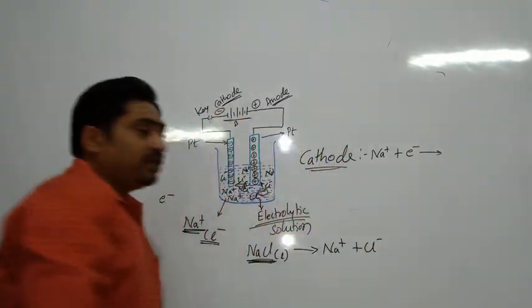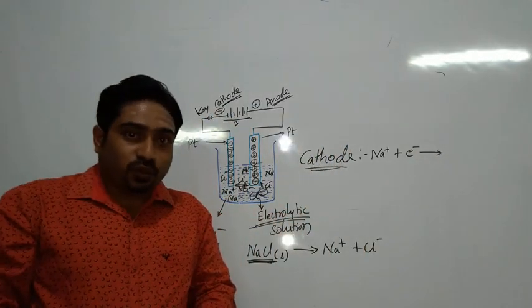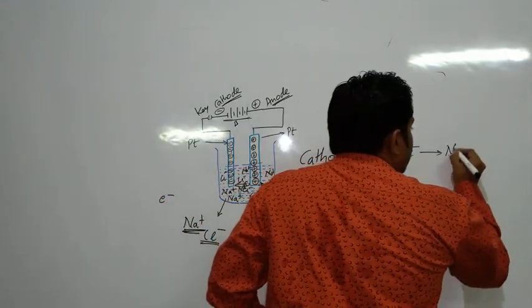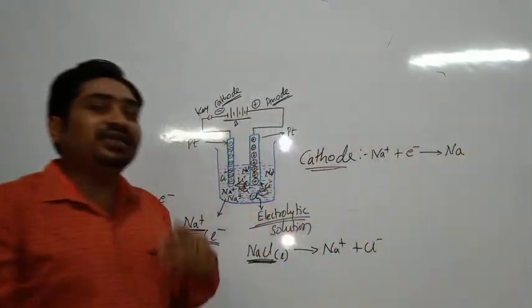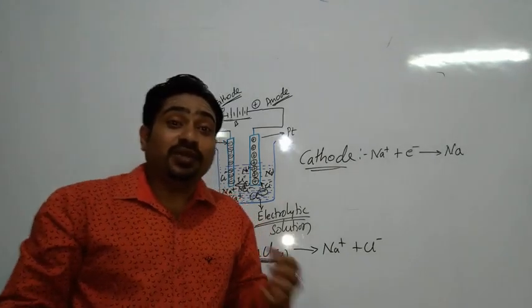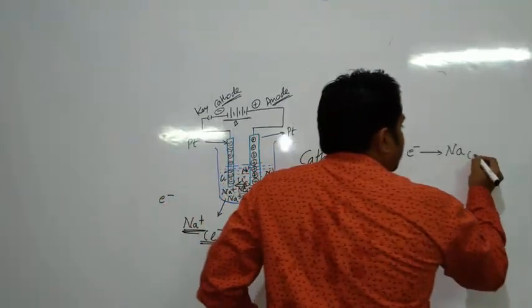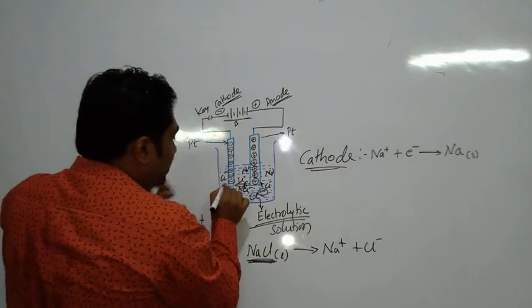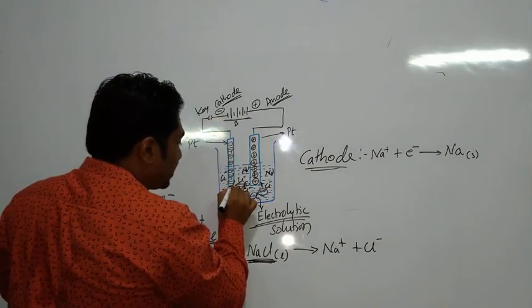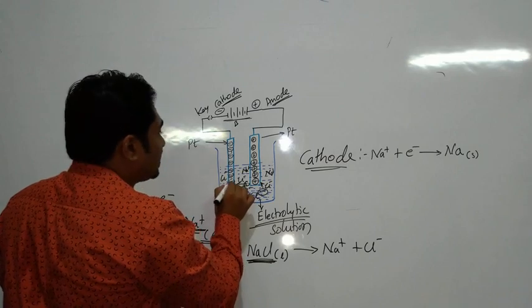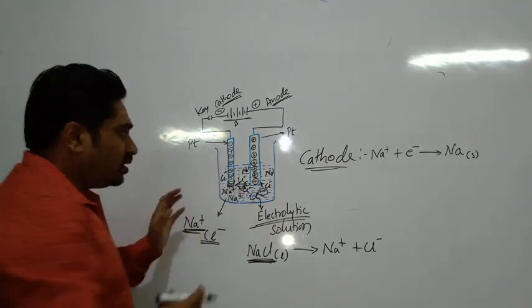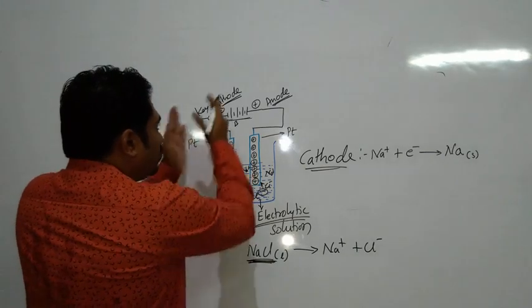What happens? When the positively charged sodium ion receives an electron, it is converted into a sodium atom, or ultimately we are going to get sodium metal. We got sodium metal, means the sodium metal is deposited on this electrode. On this cathode, sodium metal is deposited. So this is the story about cathode.